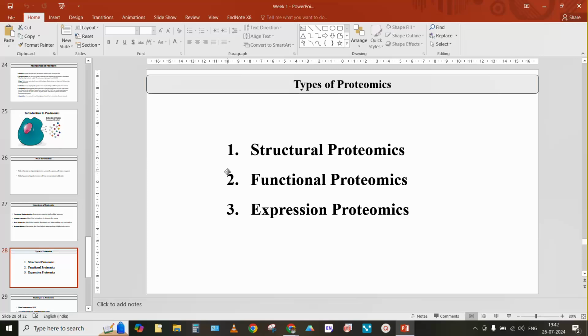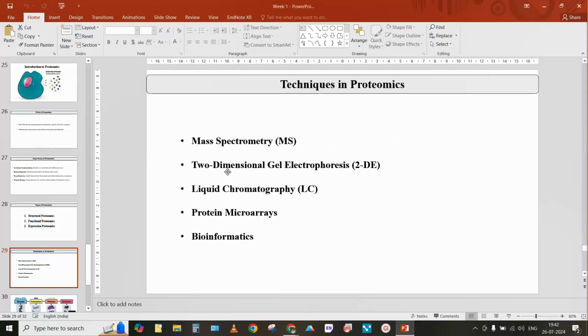Okay, so the next topic is techniques in proteomics. We'll cover them one by one. I'll tell you their system, their importance, and their use. The first one is mass spectroscopy. Second is 2D gel electrophoresis, then liquid chromatography, protein microarrays, and bioinformatics. They all employ a variety of experimental techniques and analytical methods.